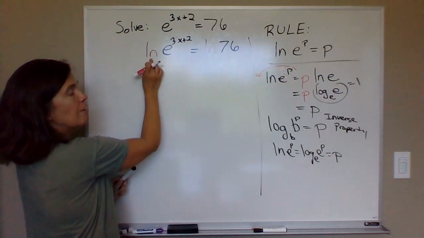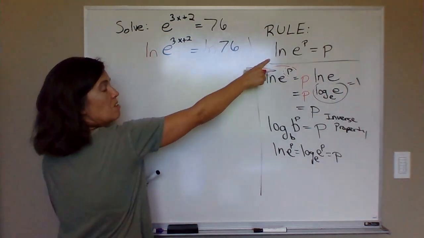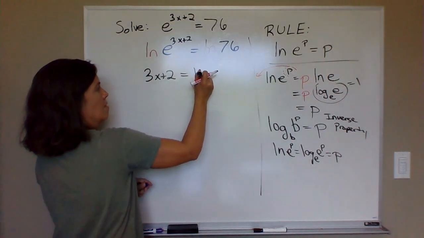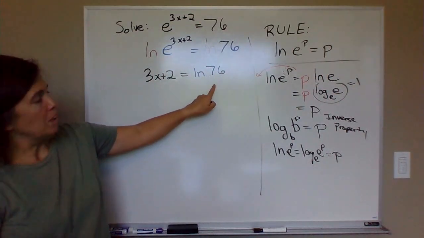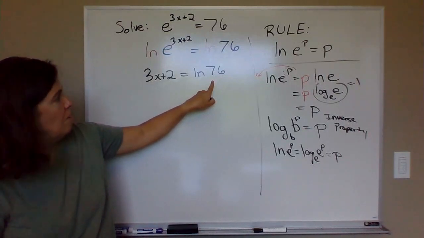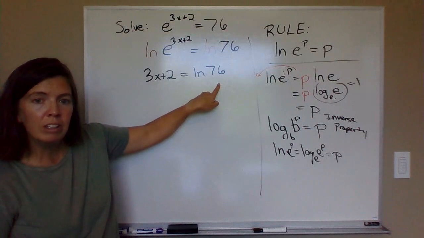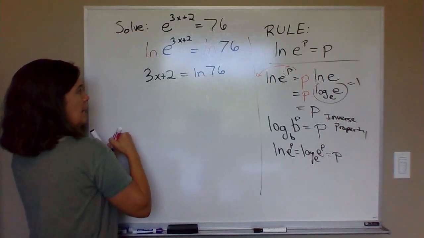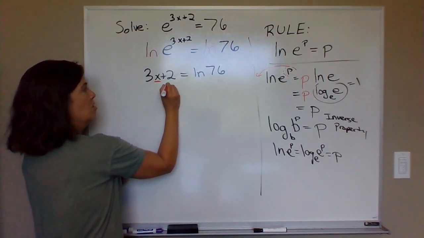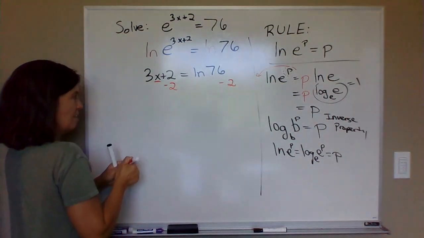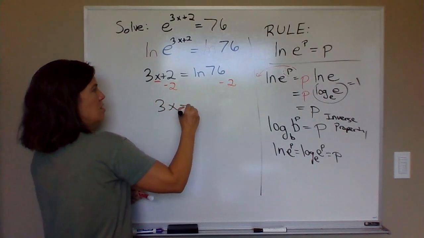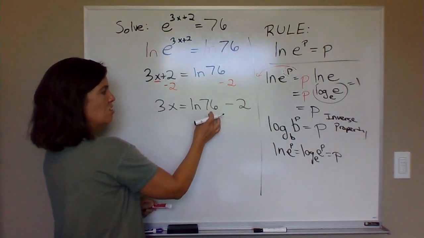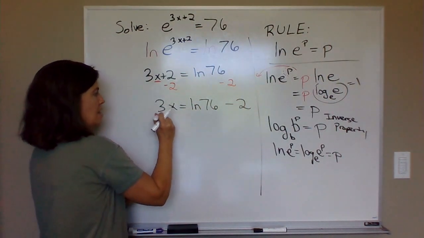But so, if I have ln of e to the 3x plus 2, because of this rule right here, the left-hand side is just equal to 3x plus 2. With logarithmic expressions like this ln of 76, it's best to leave it written that way. Don't put it into your calculator until the very end. Minimize your round-off error. So now we're just trying to get x by itself. So to get x by itself, first thing you should do is subtract 2 from both sides. So then I'll have 3x equals natural log of 76 minus 2. Just keep in mind that it's just the 76 that's inside of that logarithm. And then divide both sides by 3.